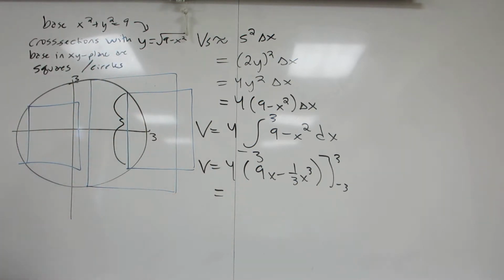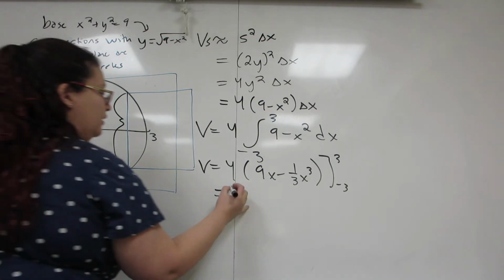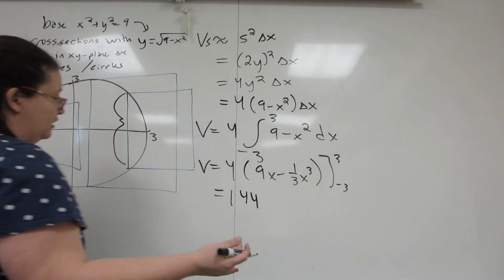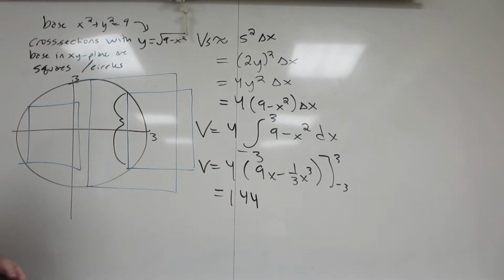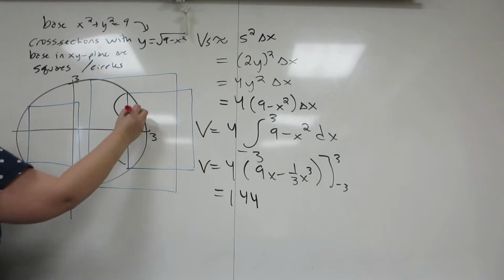Which gives me a volume of 144. You'll notice that cross sections tend to be the only time we get volumes that don't have a pi in them, and that's because there was no circularness here. That doesn't mean, of course, that there won't be a pi, because in the second example I'm going to do the same problem but with cross sections of circles this time.